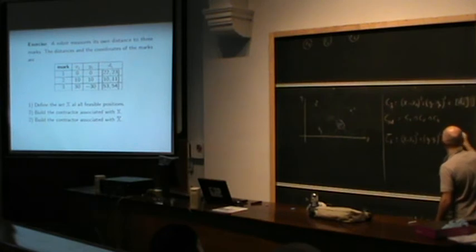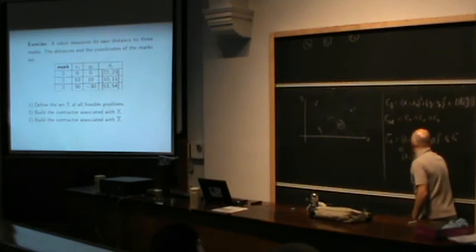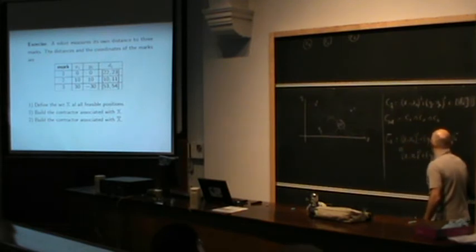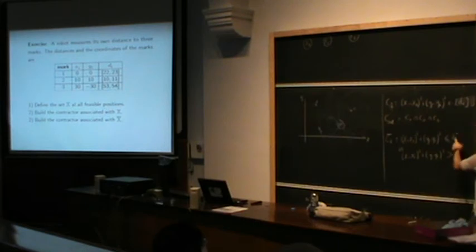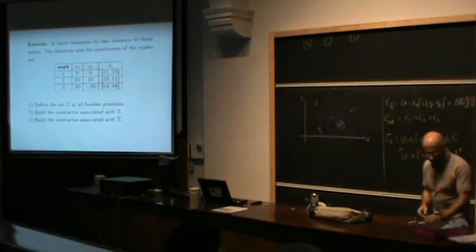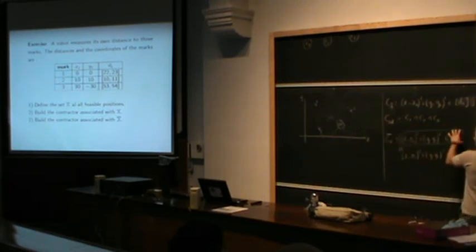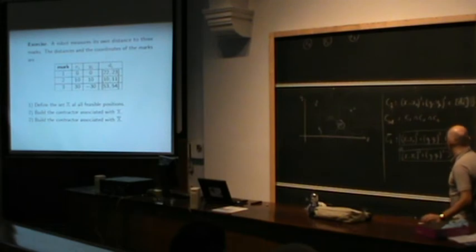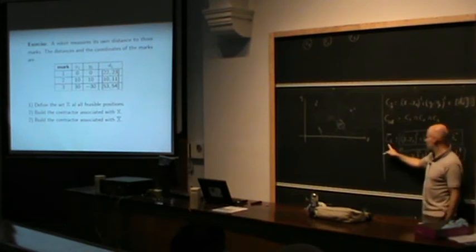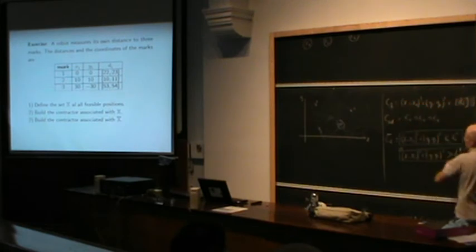Or, (x minus xa) squared plus (y minus ya) squared bigger than the upper bound. Lower bound, upper bound. I will build a contractor for this one, and I will build a contractor for this one. I will make the union of these two contractors, and I will obtain a contractor for the complementary constraint.